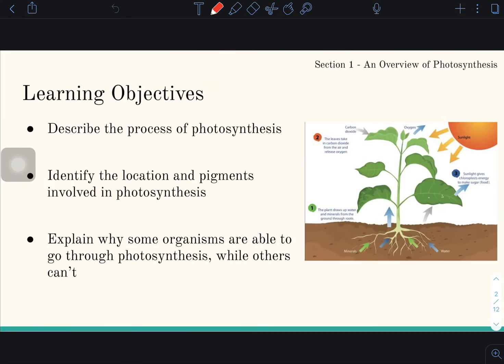So these are the main things we want you to know for photosynthesis. We need you to be able to describe the process. We need you to identify where photosynthesis occurs and what pigments are involved in it, and why some organisms are able to go through photosynthesis and others, like us, can't.